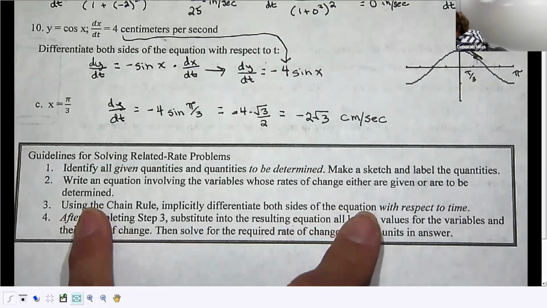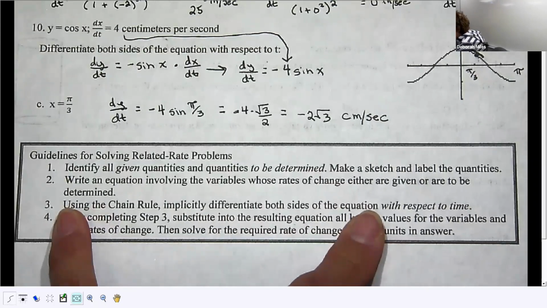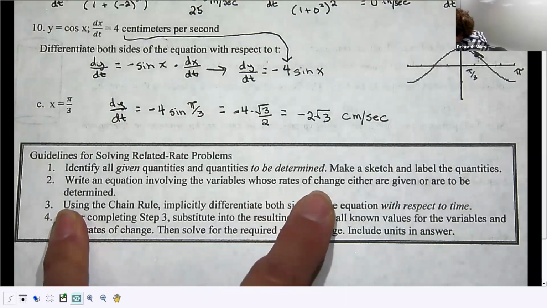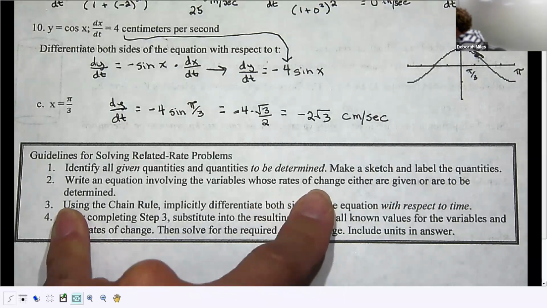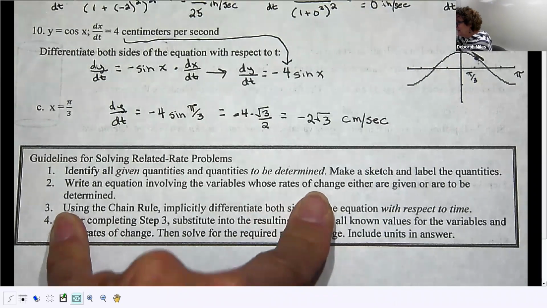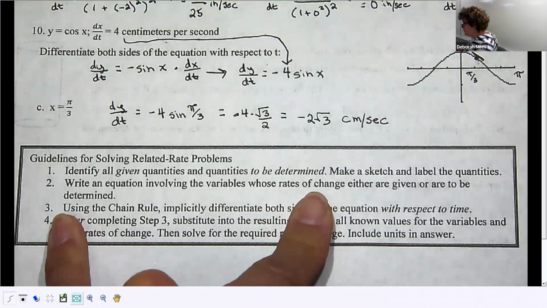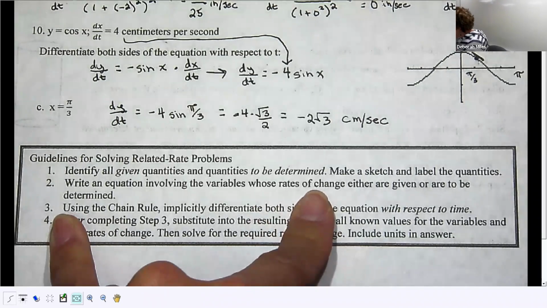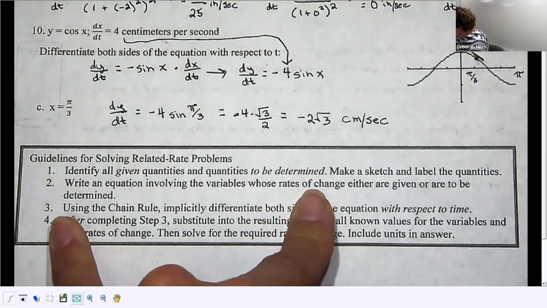Number 2, write an equation involving the variables whose rates of change are either given or to be determined. In the example of the air leaking out of a balloon, I need an equation that has a dr over dt in it and a dv over dt in it, because both of those things depend on time.